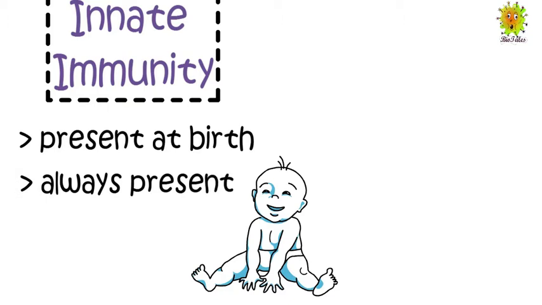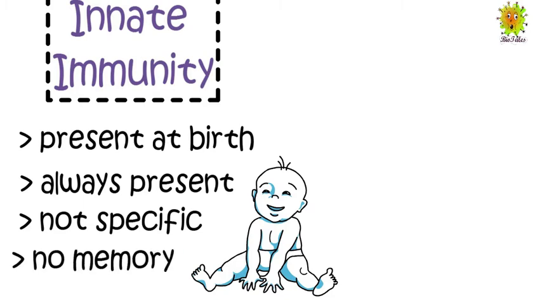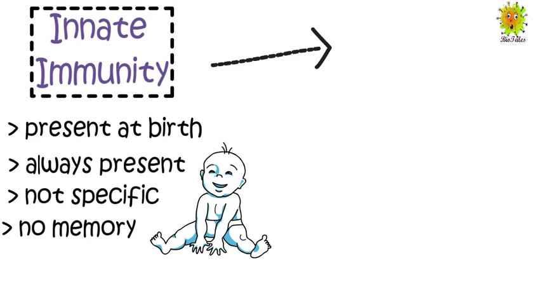Innate immunity is not specific. It doesn't recognize any specific microbe. It doesn't have the memory to remember any specific pathogen. This immunity contains a first line of defense and a second line of defense.